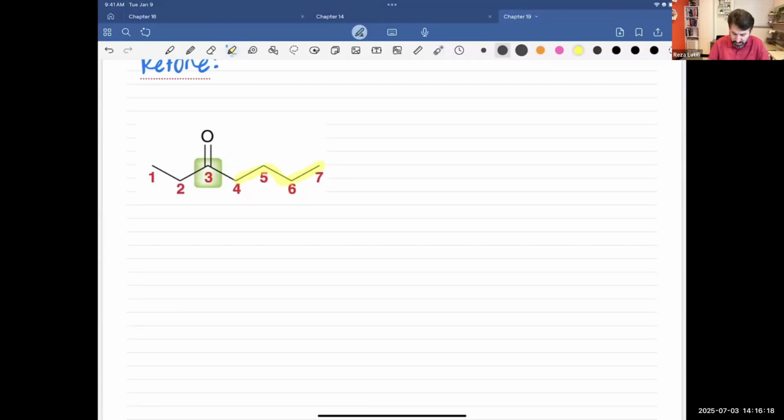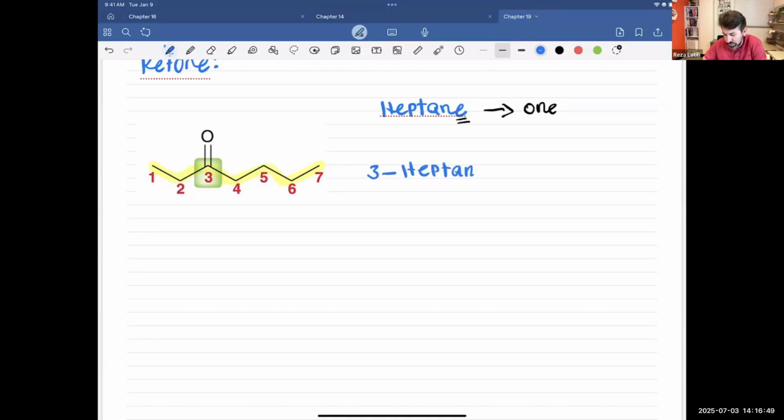So we're going to highlight the parent chain. The parent chain has 7 carbons, so it will be heptane. We said if you want to turn it to a ketone, just simply take the E from the end of the name and replace it by O-N-E, or one. And where is this functional group? It's sitting on the 3rd carbon. So this one is going to be 3-heptanone. I just simply get rid of the E and replace it by one.